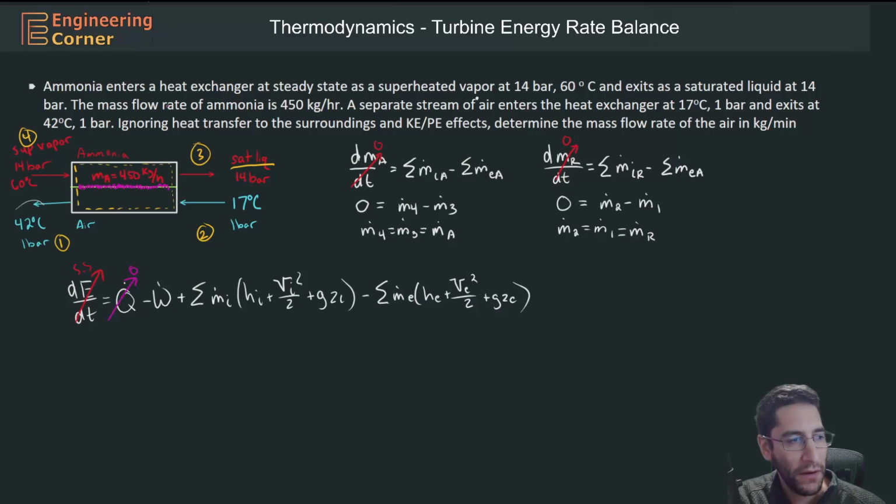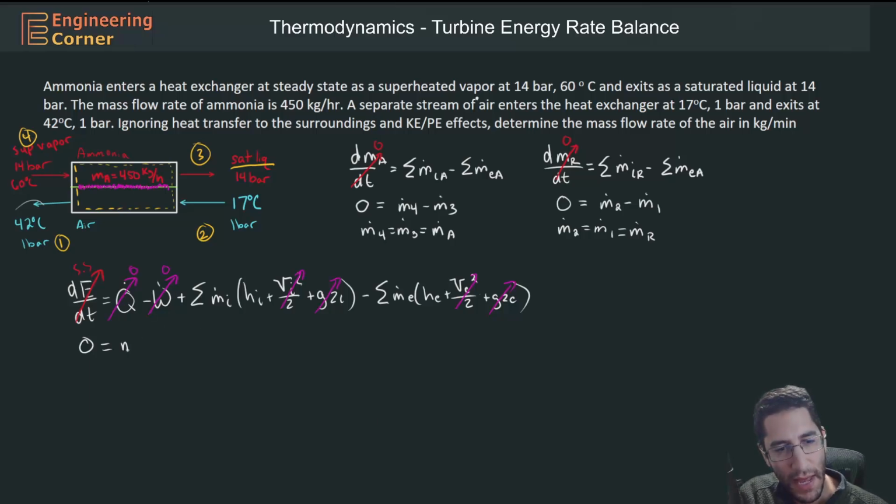We have no paddle. We're not outputting any work. We aren't receiving any work from, say, electricity or a resistor, so this is going to go to 0. We're ignoring potential and kinetic energy effects, so these terms are going to go to 0, and our simplified expression is going to be the sum of my mass flow rates of the inlets times h_i. So let's do that.